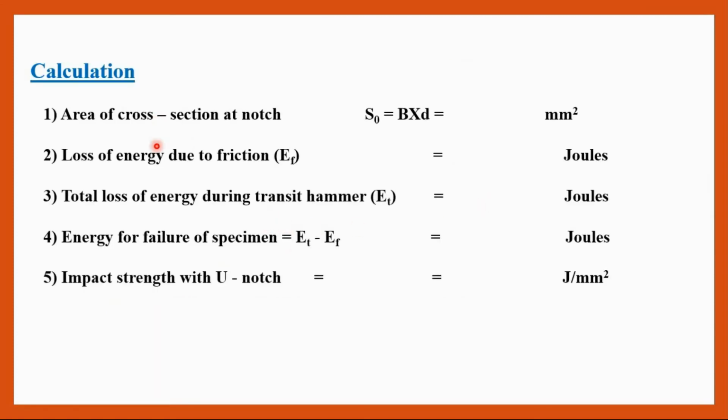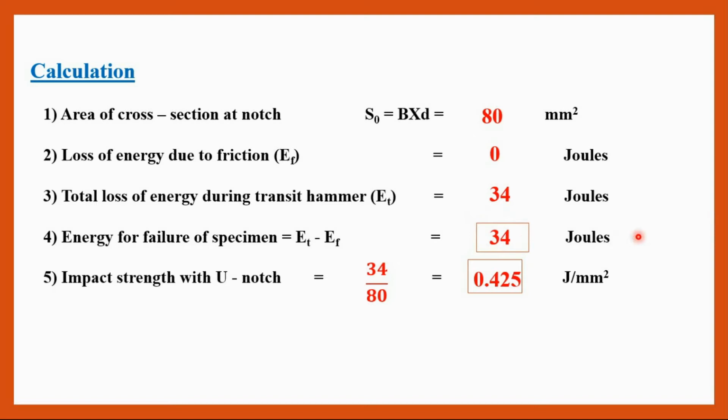Then the calculation: area of cross section at the notch, S0, I call it B into D. B is nothing but the width of the specimen, and the depth below the notch is 8 mm. B is 10 mm. B into D, 10 into 8, is 80 mm square. Loss of energy due to friction, we got 0 joules. Then the total loss of energy during the transit of the hammer is 34 joules.